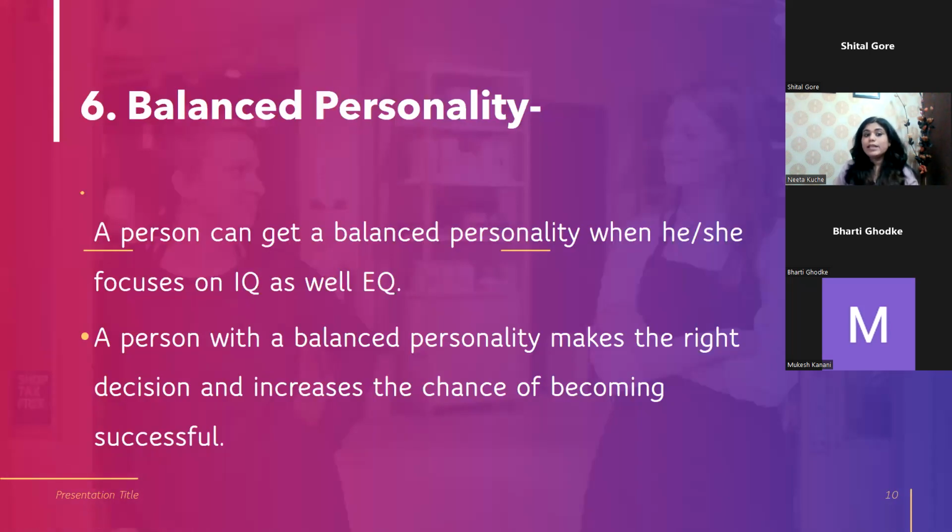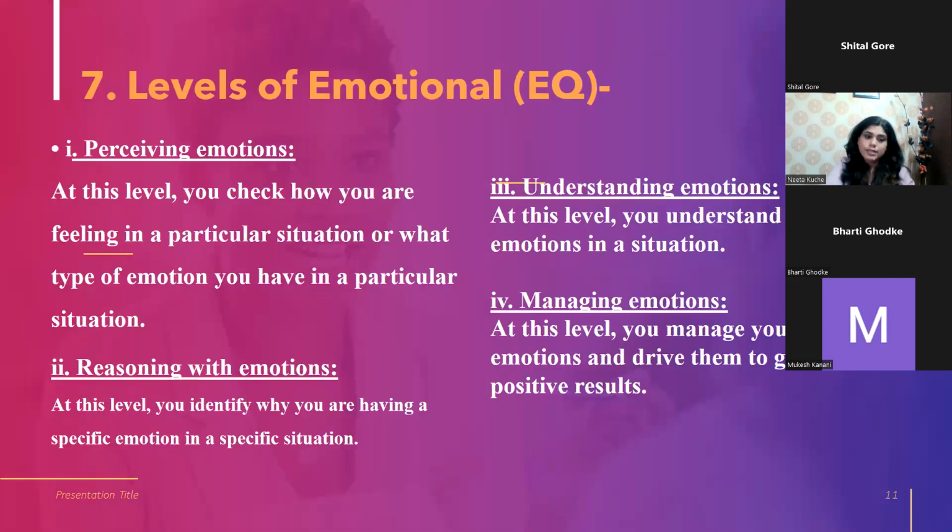A balanced personality, a person can get a balanced personality when he or she focuses on IQ as well as EQ. दोनों पे ध्यान देना पड़ेगा, सिर्फ एक पे ध्यान देने से नहीं होगा. A person with a balanced personality makes the right decision and increases the chance of becoming successful. So balanced personality किसे कहेंगे? जिसका IQ as well as EQ भी बहुत properly काम करता है और वो right decision लेता है right time पे. उसका जितना IQ है उतना उसका EQ भी है, उसे हम balanced person कहेंगे.